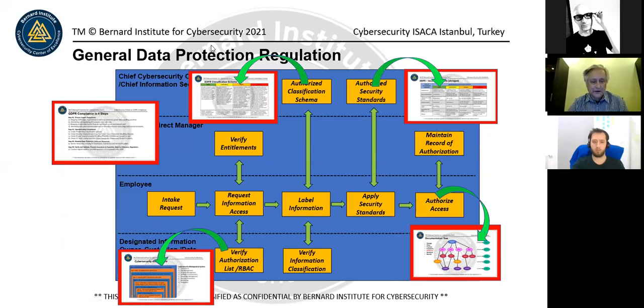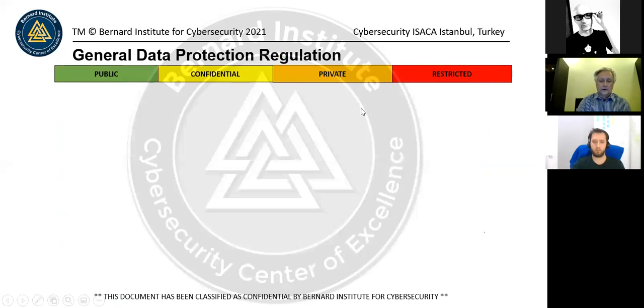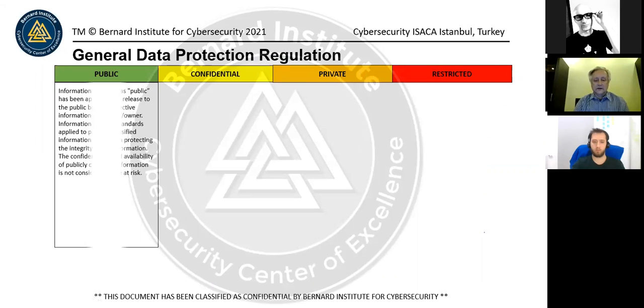And finally, these are the 4 steps that we just reviewed. Okay, so what does a schema look like? Well, it might look like this. Here's an example if you haven't done one before. So we have public, confidential, private, and restricted.